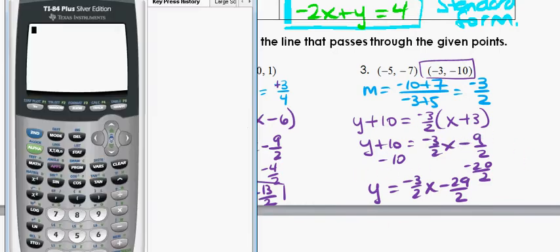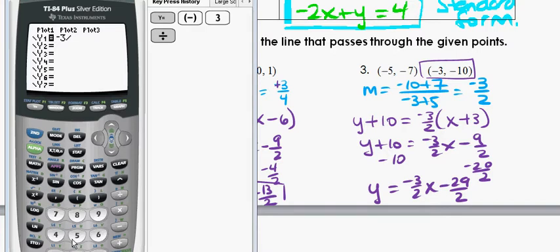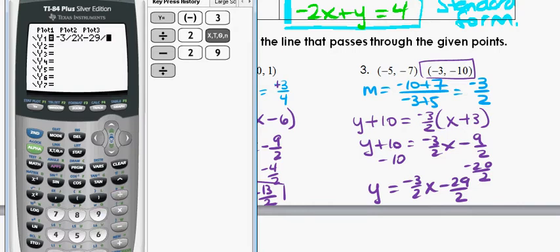So on our calculators, here's a typical TI calculator. You're going to go to the y equals button, and you're going to type in your answer that you got, which is negative, and you want to use the negative underneath the 3. 3 divided by 2x minus, and the calculator knows the fraction 29 divided by 2. It can do the order of operations there. And then we want to take a look at the table of values. The table of values is above this graph button.